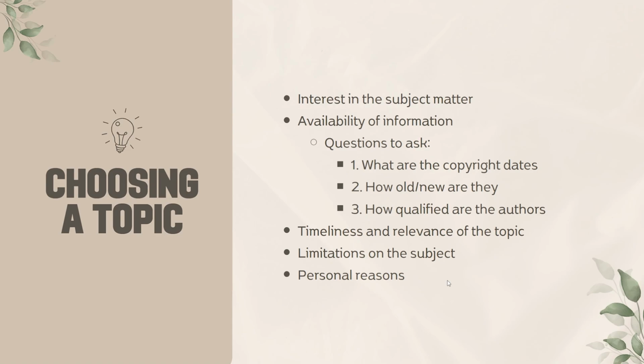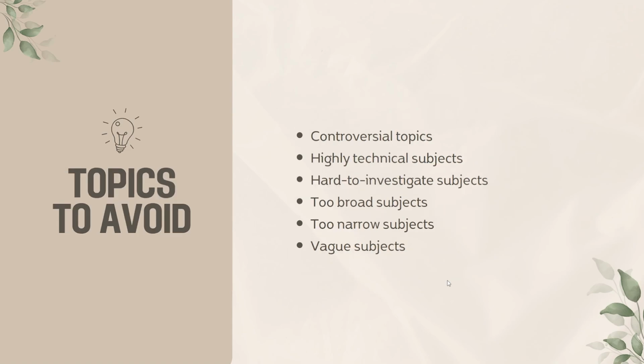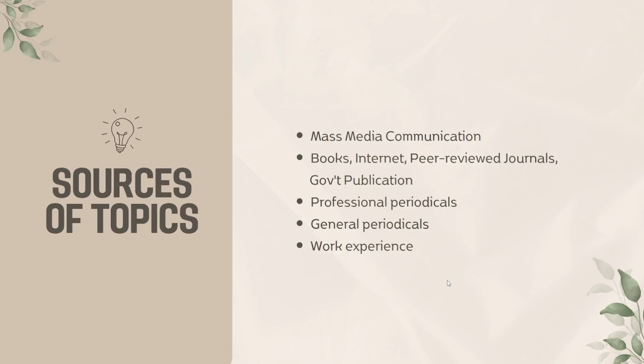So now you know what topics to choose and what topics to avoid. Where can you get these topics now? There are so many sources, and these are just a few. First is the mass media communication. Look around you, look at social media, look at the internet. There are so many things happening there that you can pick from.